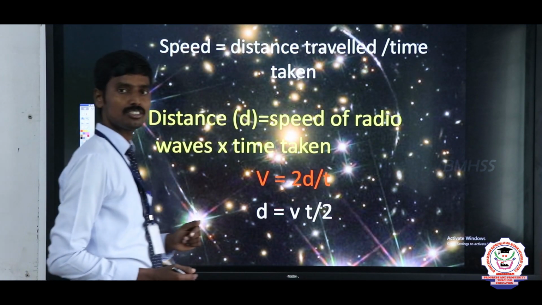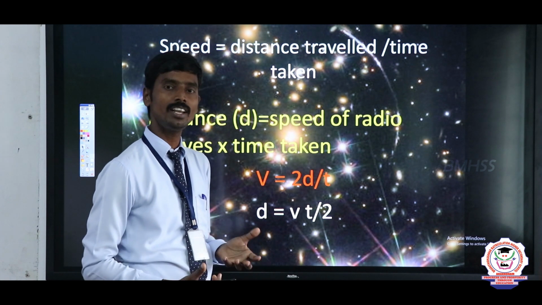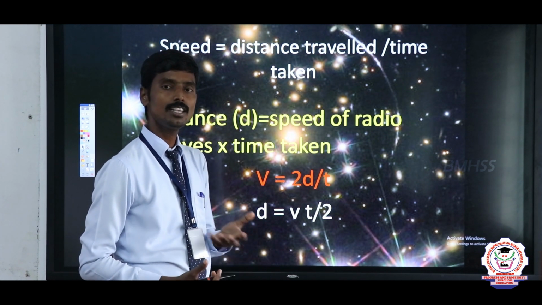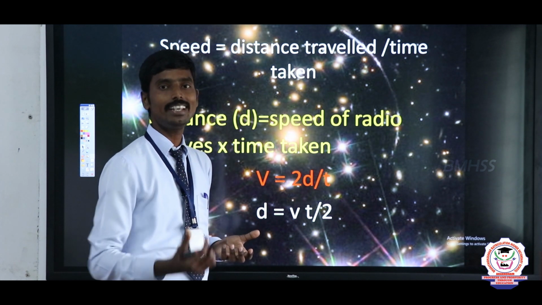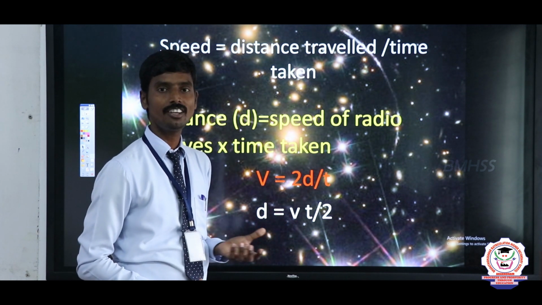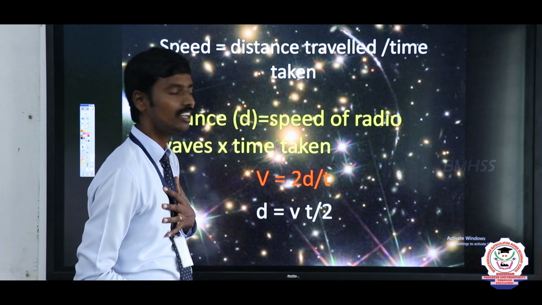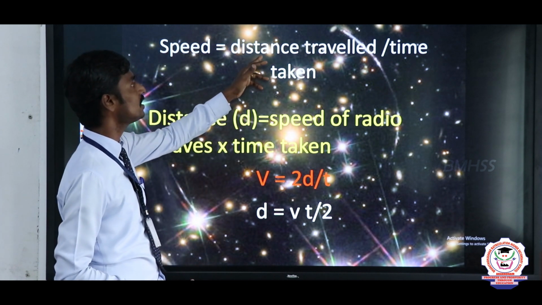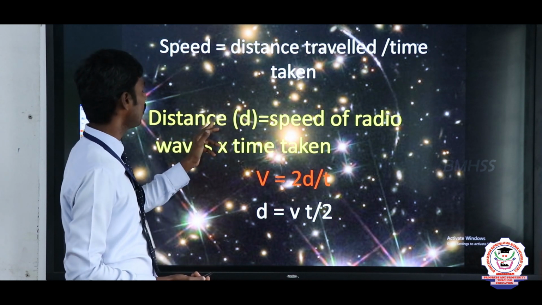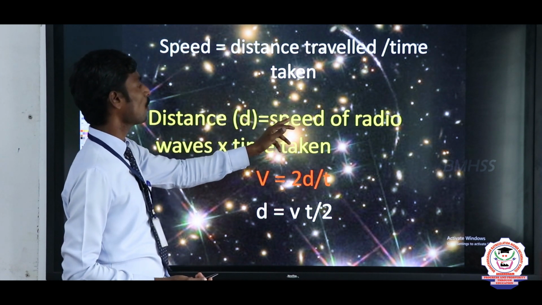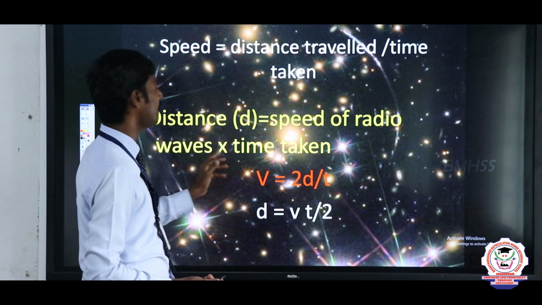Speed of the radio waves. What is the general expression for speed? It is a simple concept. Speed equals distance travelled divided by time taken. This general expression, we know this formula. We need only the distance travelled by the radio waves. The distance d equals the product of the speed of the radio waves and the time taken.